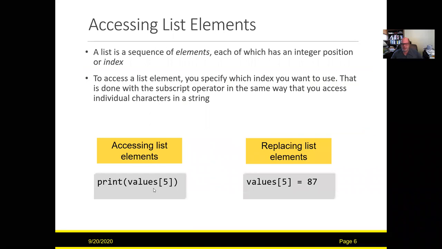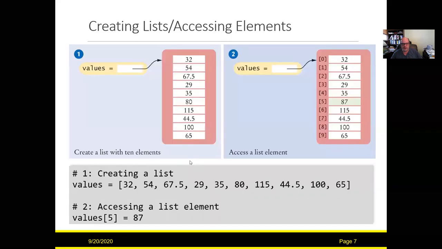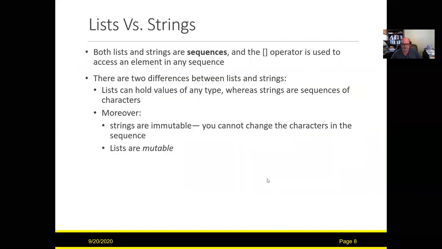So accessing the list, we're going to just put a bracket with the number in it. We already know how that happens. And again, when we're creating a list, we are creating an object, and the address is going to be put in our variable called values.